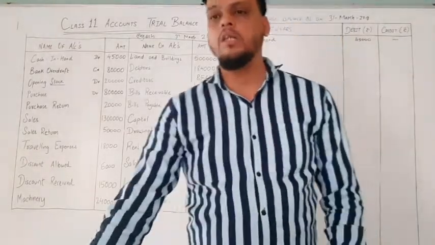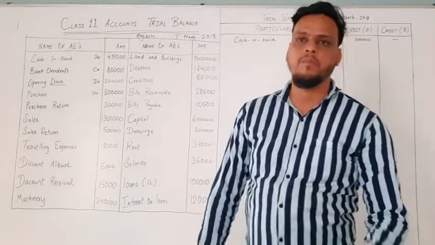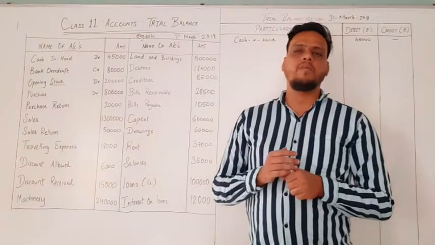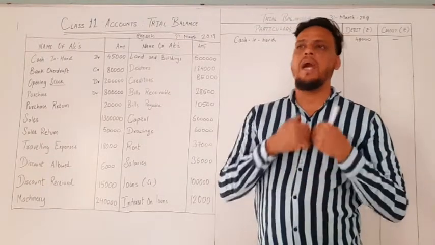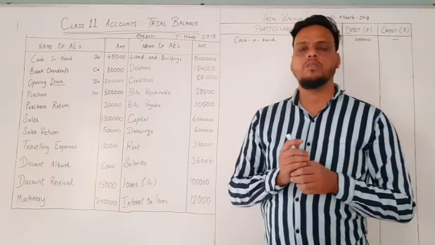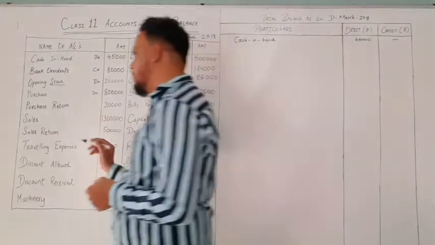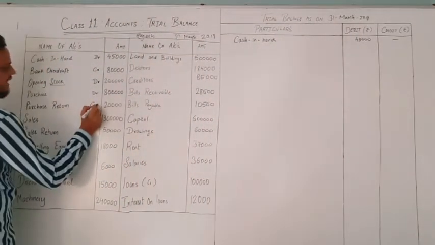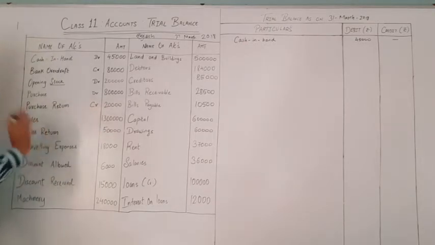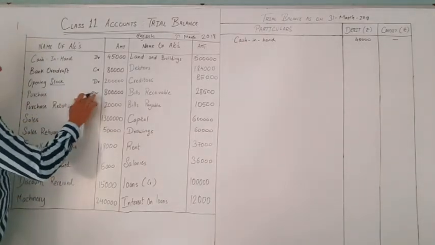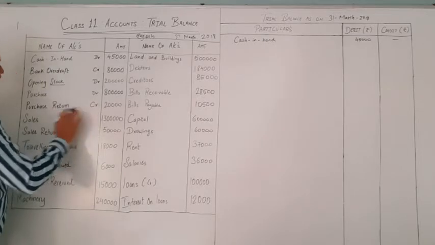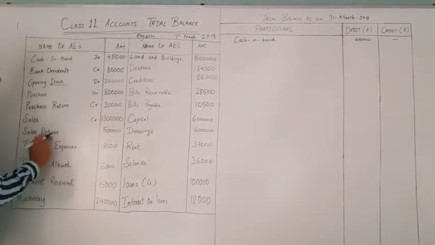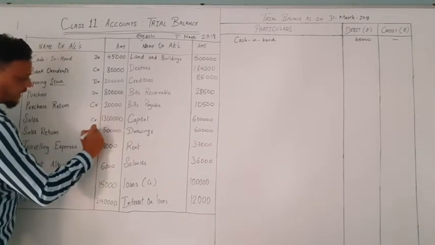We can say that the supplier has provided a product to us. What happens? Some product can be defective, so I give back that product to the supplier. That is considered as purchase return. Purchase return always goes on the credit side. Remember, purchase comes on debit, purchase return goes on credit, whereas sales goes on credit side, and sales return goes on debit side.